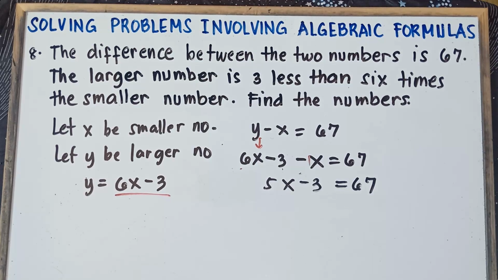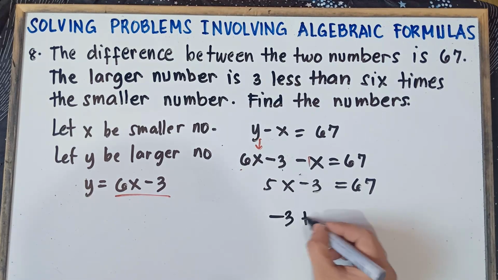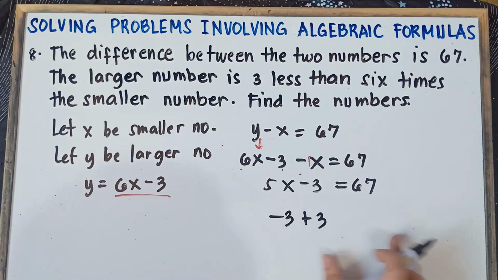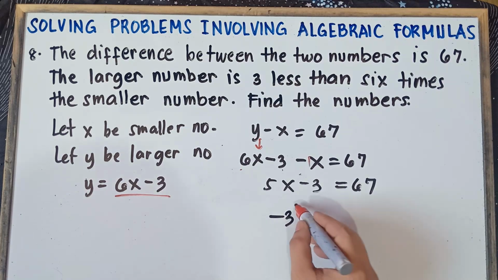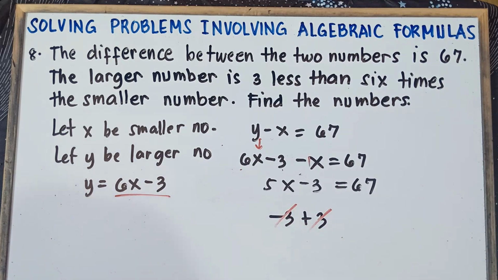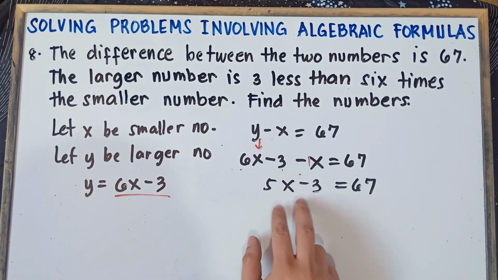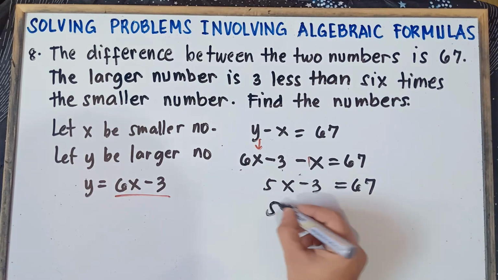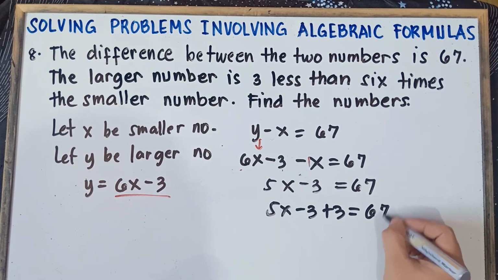Alright, so we can apply the addition property of equality to remove this negative 3. Because negative 3 plus 3, we can add both sides by positive 3, you can just simply cancel this out, and this will be 0. The remaining expression on the left side of this equal sign will be only 5x. So this will be 5x minus 3 plus 3 equals 67 plus 3.